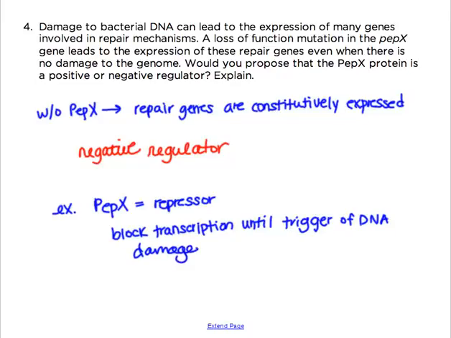Now when you use this example as an explanation, if you use the explanation that PEPX is a repressor protein, that explains the result that without this protein, they're always expressed. Because think about it, if you don't have a repressor protein anymore, then RNA polymerase can just continue to transcribe this operon because there's nothing blocking it, even if there's no DNA damage to be had and there's no reason for these to be expressed.